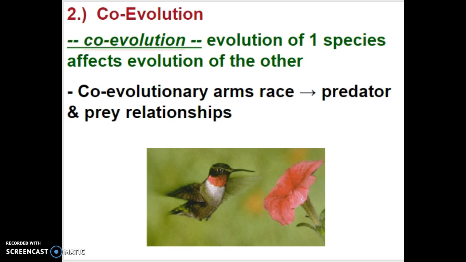Coevolution usually happens between predator and prey relationships. It's where the evolution of one species affects the evolution of another. And sometimes we call this the coevolutionary arms race. So once predator gets better, prey becomes better, then predator becomes better, then prey becomes better, and it keeps going back and forth and back and forth.